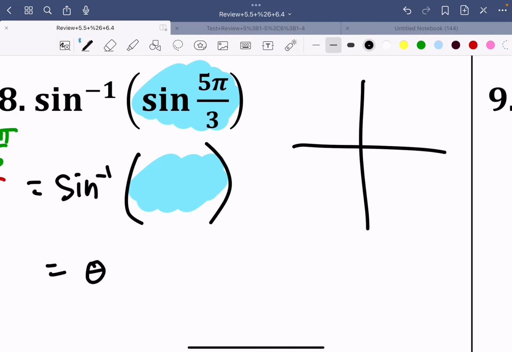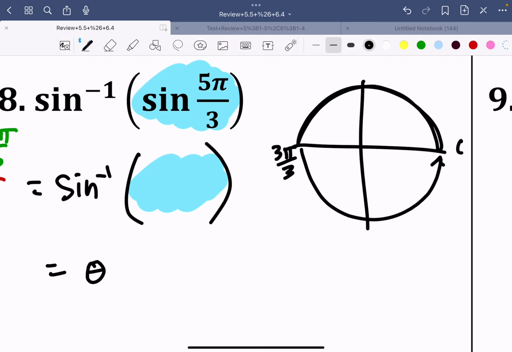So let's see. If I do the sine of 5 pi over 3, so this is 3 pi over 3. If I go all the way to here, that's 6 pi over 3. So I stop short 1, and I'm down here at 5 pi over 3. So I take the sine of it. So what you can say is, look, you're going to get a number, right? And I really don't care what that number is.